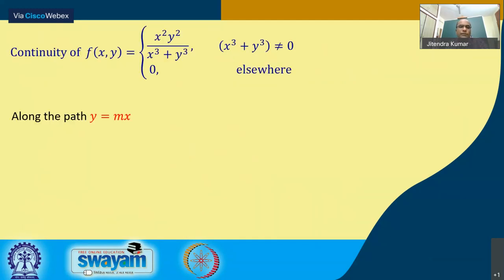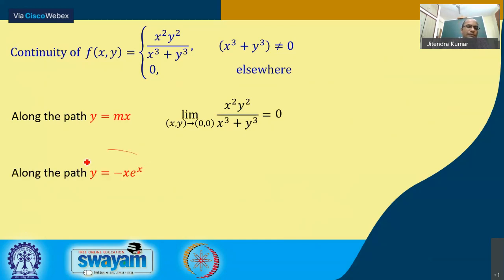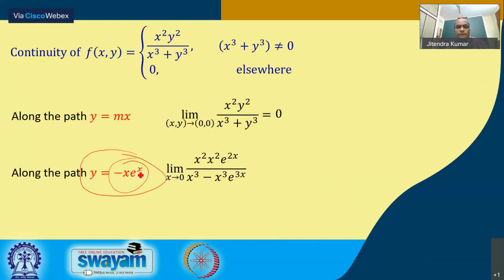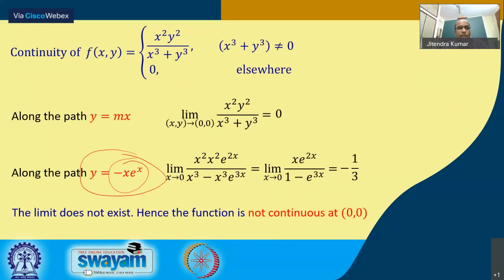In this case itself, if you take, for example, y is equal to mx, the limit is 0. So any line you take, the limit will be 0. But as I told, there can be very different paths. So here, if you take y is equal to minus x e power x, this is also going to 0, right? When x approaches 0, y is approaching 0. So you are approaching the origin along this path as well. But when you do this substitution, you will realize that the limit here is minus 1 by 3. So the limit does not exist. Hence, the function is not continuous at (0,0).